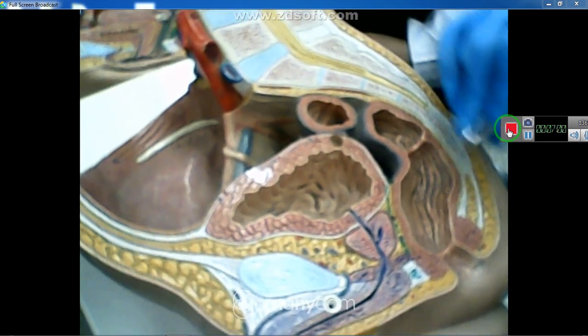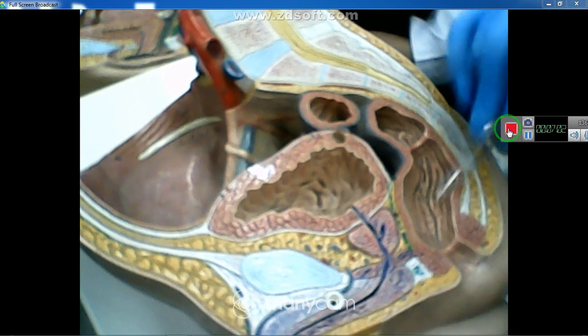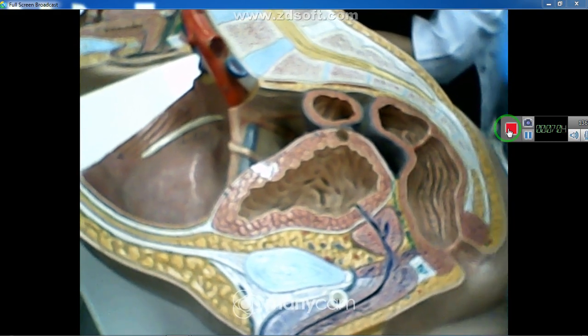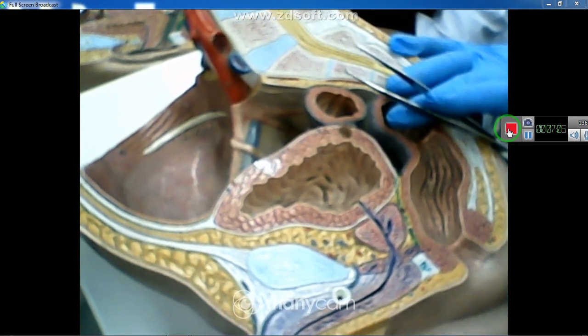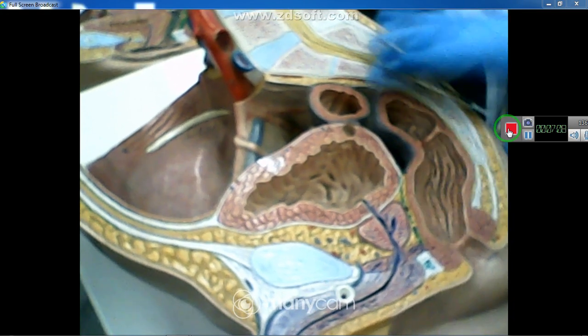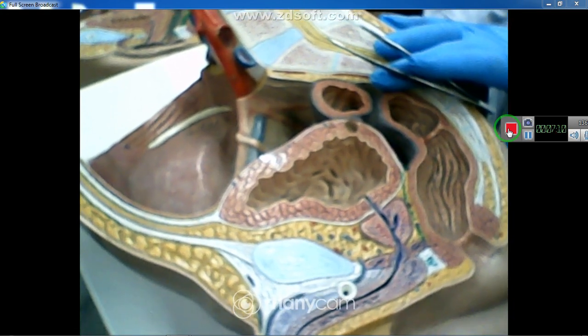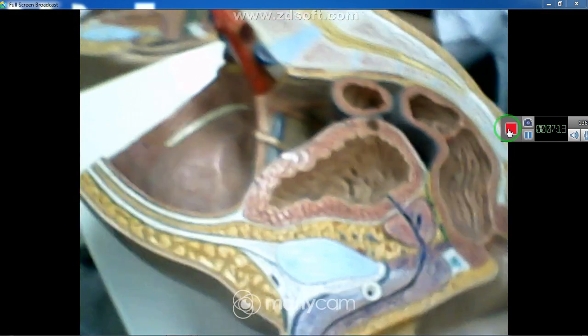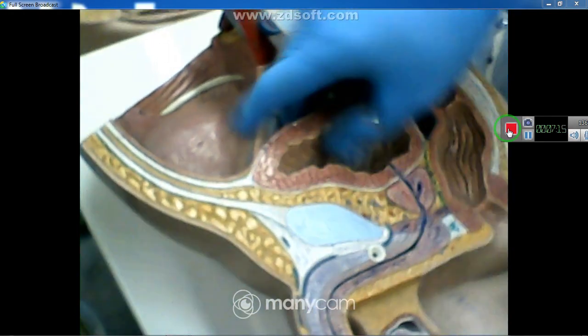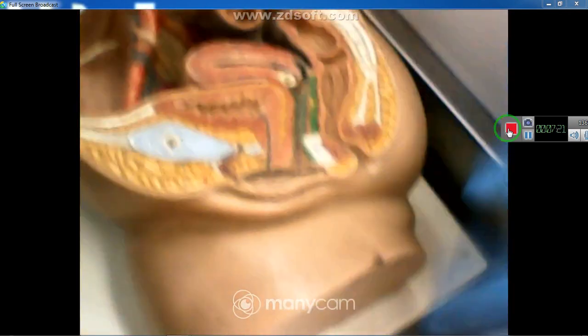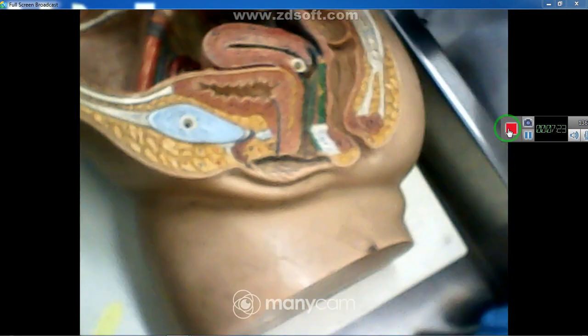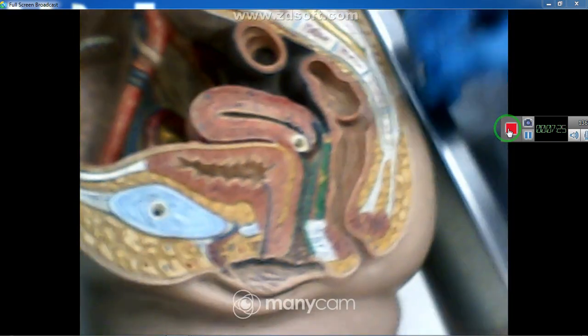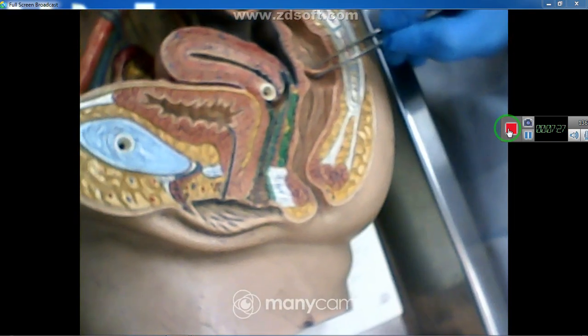I will talk about the rectum, just as I described it, in the female sample, the plastic model, and also on the cadaver now. So let us bring those samples. This is a female, and that is the rectum. This is the valve of Houston.